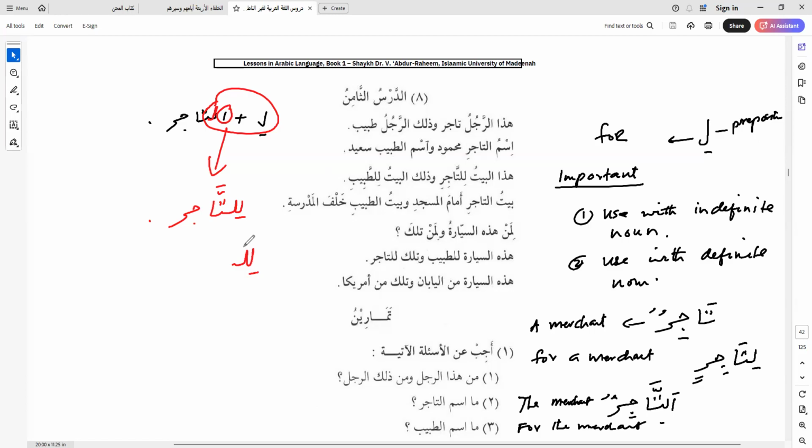Li, and then this is the al. But because the ta is a Shamsiya letter, we have to say littajiri. So that's what you see here. للتاجر وذلك البيت للطبيب. So again, the alif is dropped in front of a definite article. Al. You need to drop the alif before you connect the li to it. Very, very important.